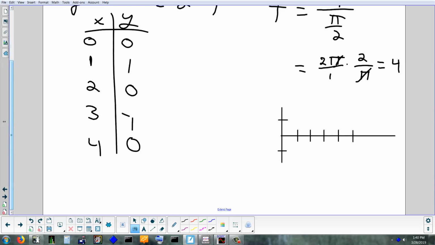Right? So if you did this on the test, 0, 1, 1, 2, 0, 3, negative 1, 4, 0, you get full credit for that graph. That's fine. If you put the labels in, that would also be full credit. Yeah, if you put the wrong labels in, then you'd lose points. Like if you put like 1 pi, 2 pi, 3 pi, 4 pi, no, that's not right. Okay, and that's a period change. So any questions on that? Okay.